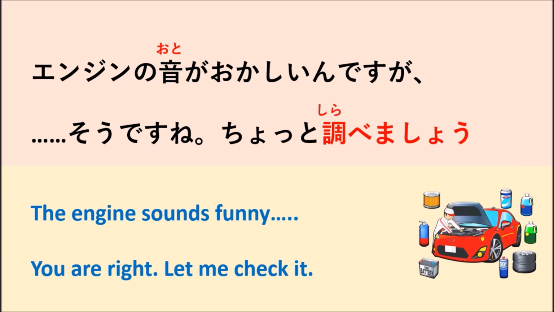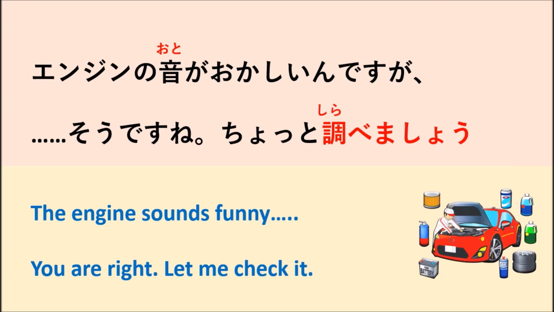So now let's learn how to use ましょう. Here we have example sentences. エンジンの音がおかしいんですが。そうですね。ちょっと調べましょう。 This means the engine sounds funny. You are right. Let me check it. That means here we have two people having a conversation together, for example, Mr. A and Mr. B. Mr. A might say, engine no oto ga okashii n desu ga. And Mr. B will answer, sou desu ne, chotto shirabemashou.